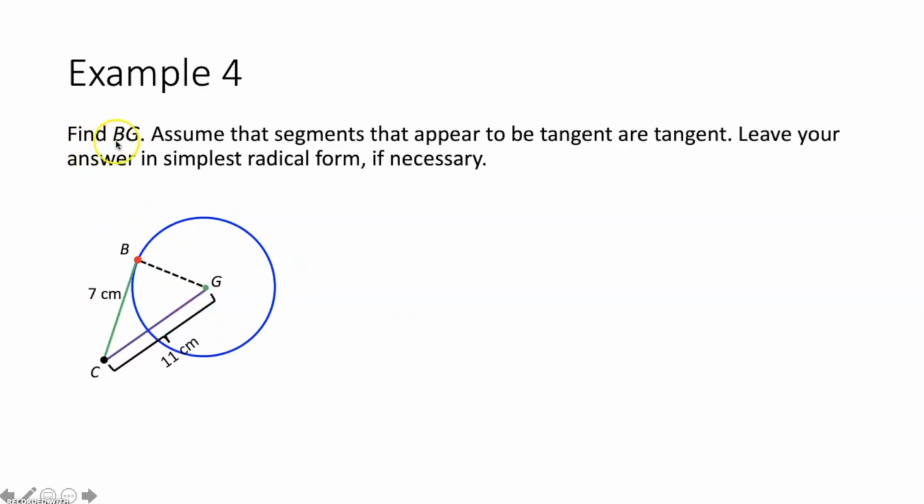Now example 4 says find the measure of segment BG. Assume that segments that appear to be tangent are tangent. Leave your answer in simplest radical form if necessary. So we again are given a circle, circle G, and we are given a triangle, triangle GBC, and we are tasked with determining the measure of segment BG right here.